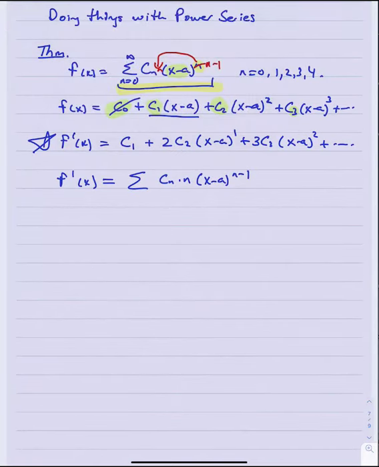In other words, we're going to take the derivative precisely the way we expect it would be taken. And it's going to turn out that when we take the derivative, the basic open interval of convergence of the original series does not change. So let me go ahead and actually write the theorem now.